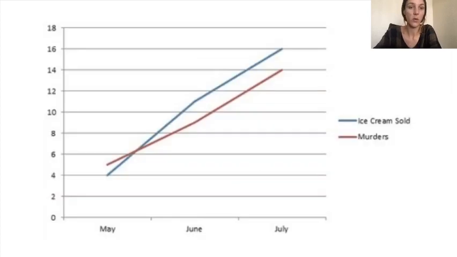Here's another silly one. Pardon the graph, it's another reason I include it, because this is just a ridiculous depiction of anything. But it's looking at the relationship between ice cream sales and murders.